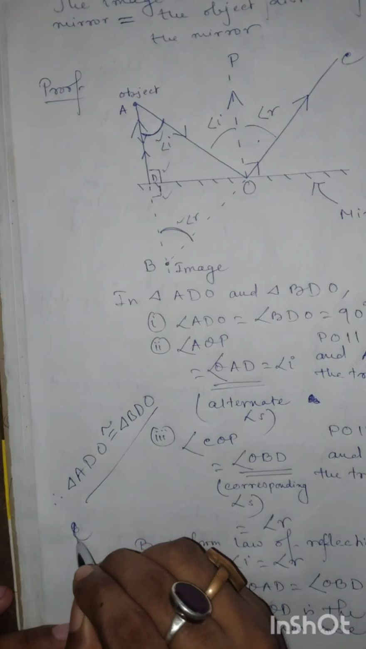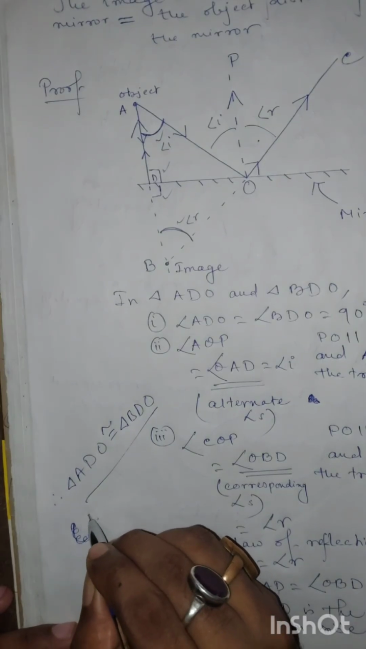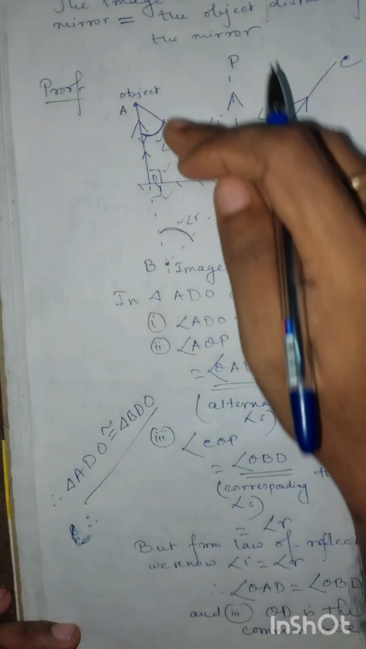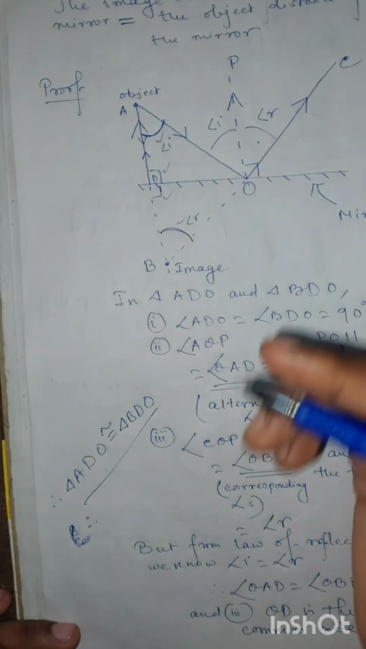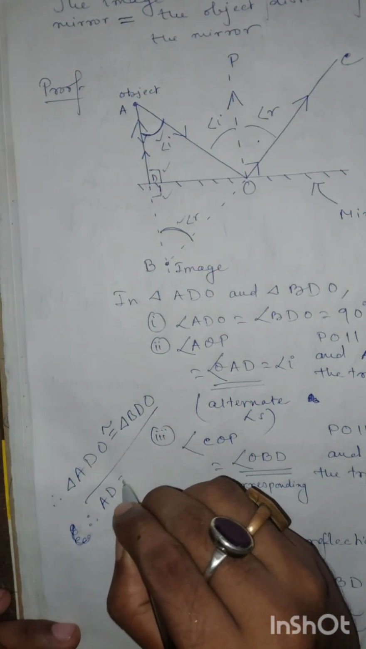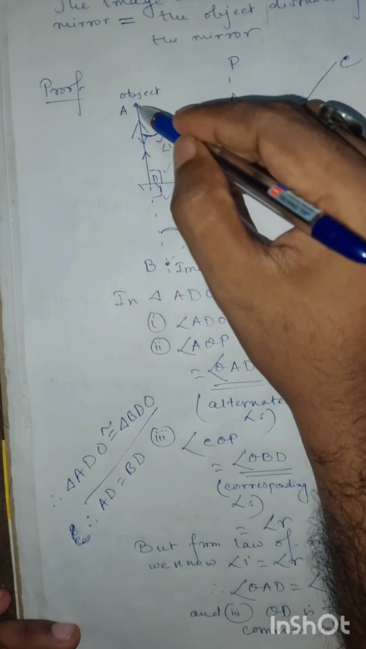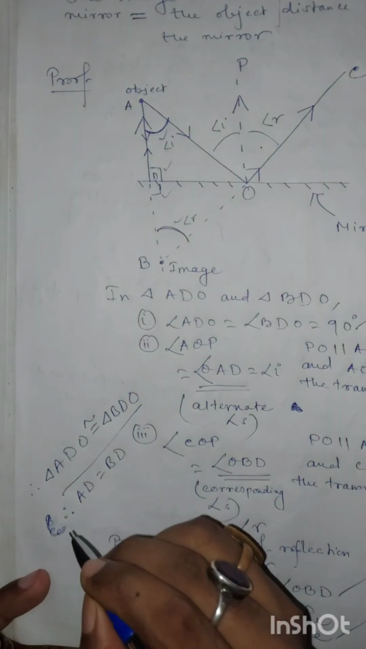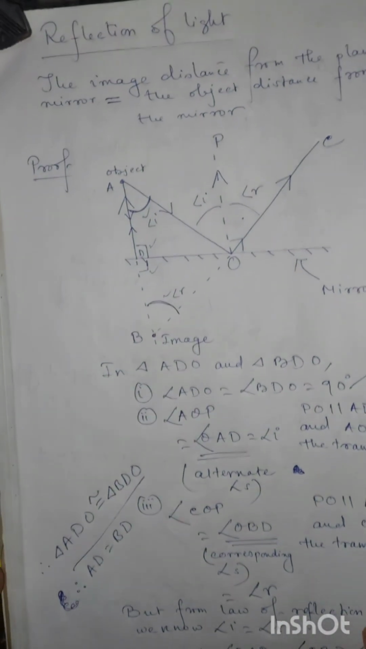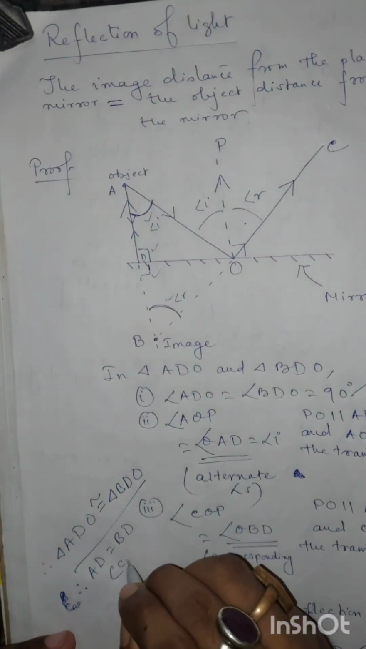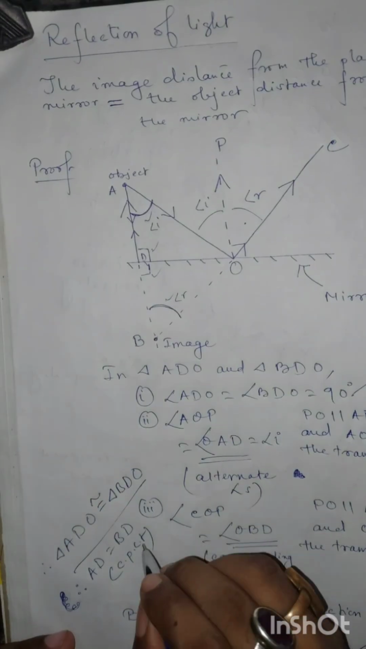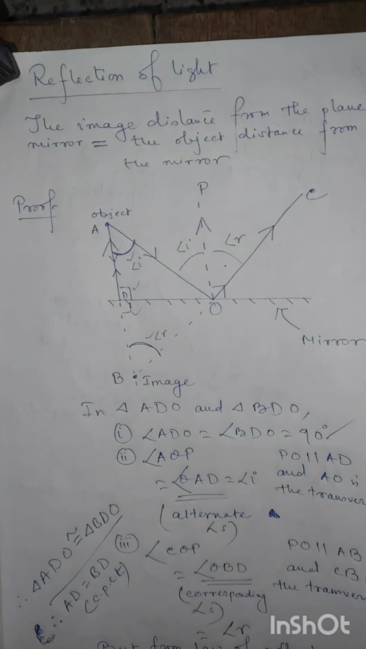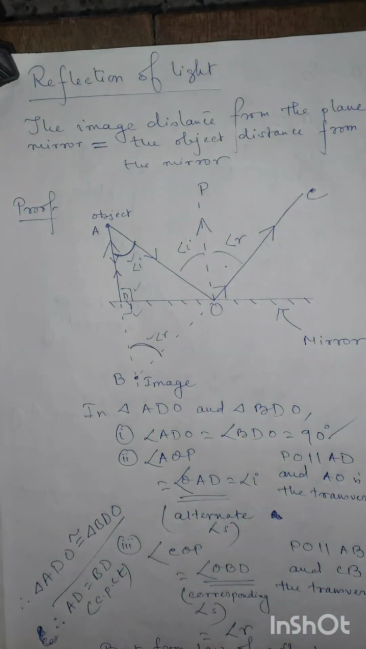Therefore, we can say AD must be equal to BD. Why? Because corresponding parts of congruent triangles, CPCT. Okay, so this is proved, what we needed to prove.